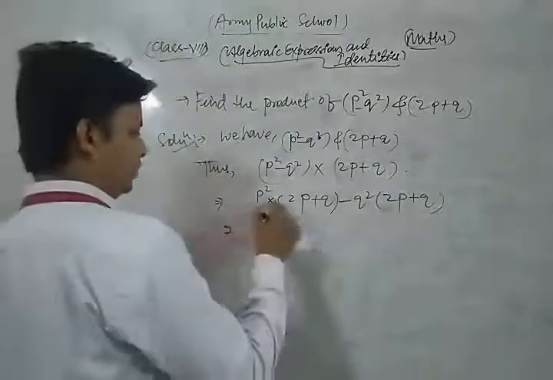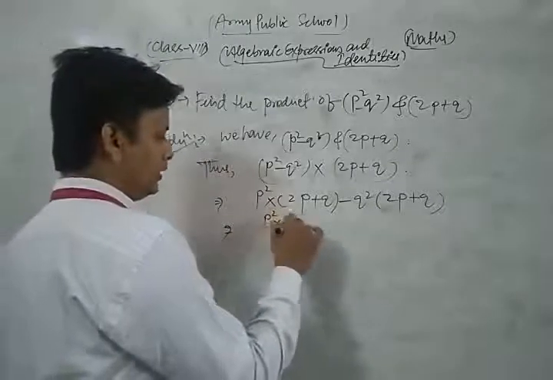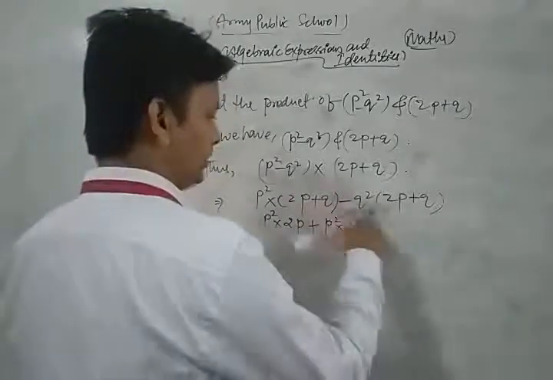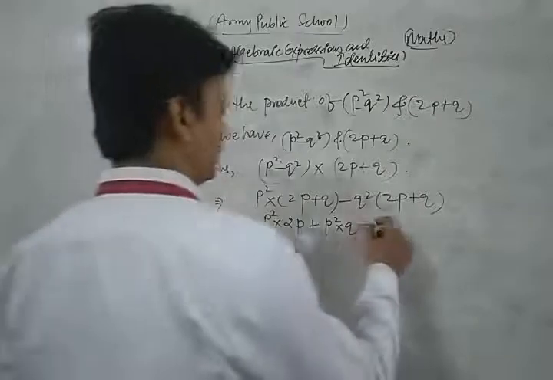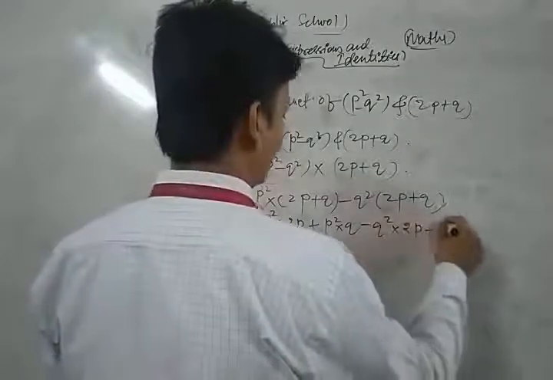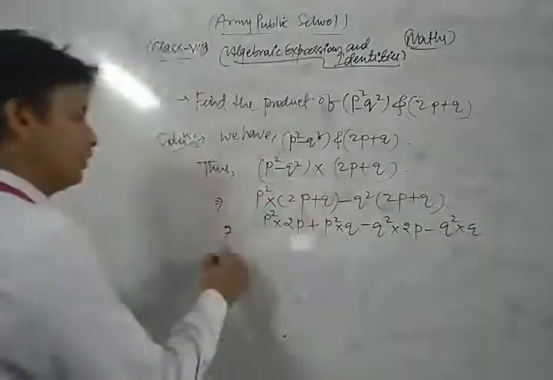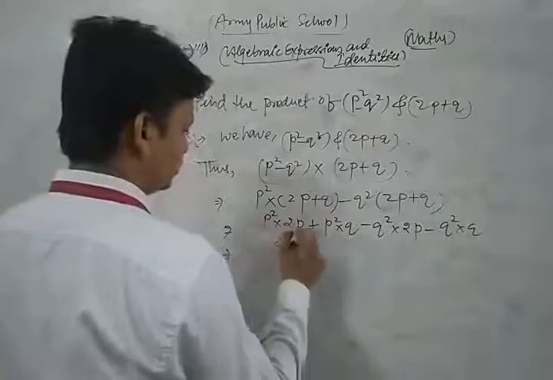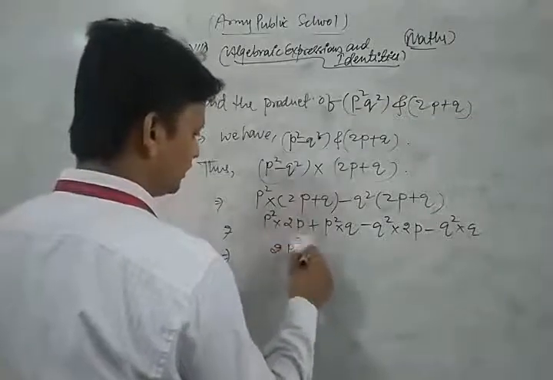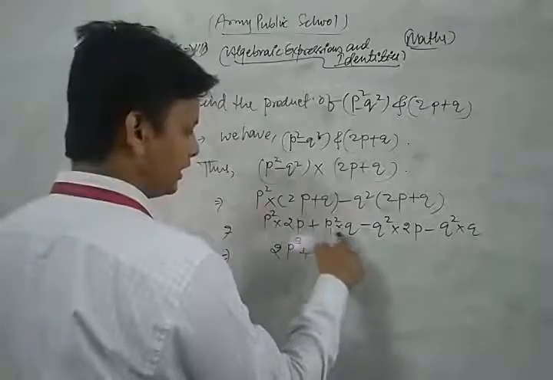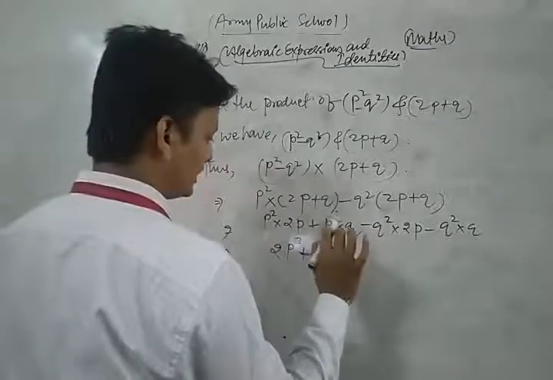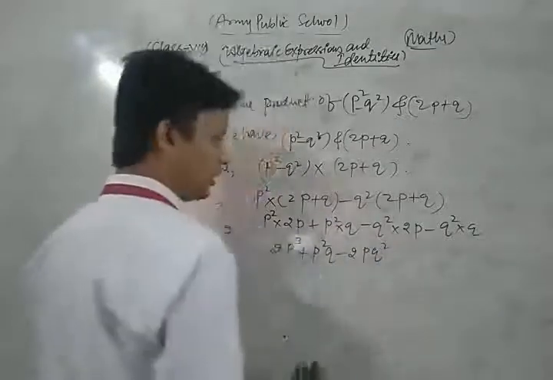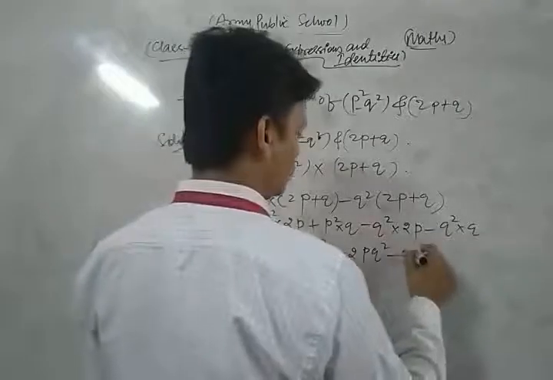So p square into 2p plus p square into q. Now we break the bracket, so minus q square into 2p minus q square into q. Now we multiply them because p and p square are like terms. So we can write 2p cubed, that is 2p power 3, plus p square q, which are unlike terms so we never multiply them, minus 2p q square, minus q cubed.